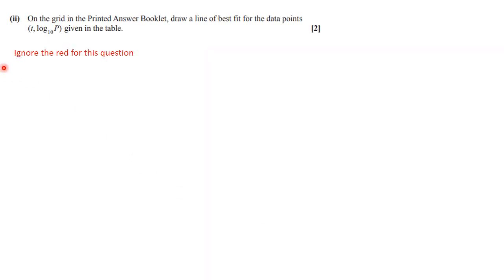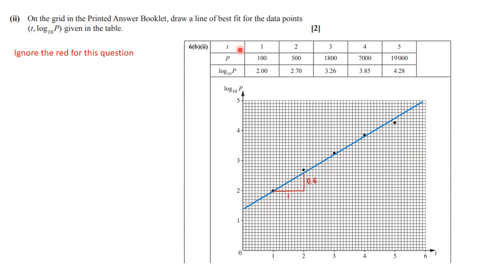For this next question, just ignore the red that I've got on the graph, because it is for the next question. Part II says on the grid in the printed answer booklet, draw the line of best fit for the data points t, log base 10 of p, given in the table. So here we were given our values of t and given our values of log base 10 of p. So we just had to plot each of these. So when t is 1, log base 10 of p was 2.